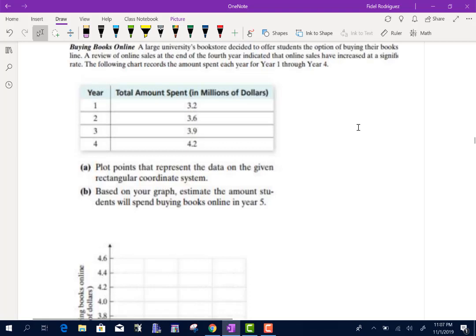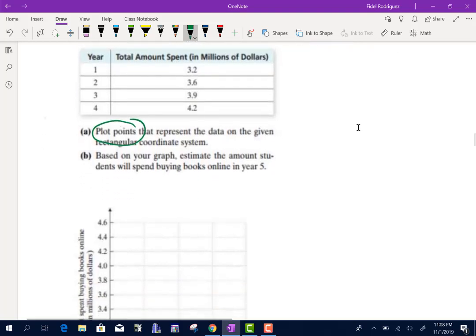Buying books online. It says a large university's bookstore decided to offer the students the option of buying their books online. I think part of it got cut off. It says a review of online sales at the end of the fourth year indicated that online sales have increased at a significant rate. The following chart records the amount of money spent each year from year 1 through year 4. Okay, so look at the first part. First part again says, hey, let's plot our points. Okay, so let's see if we can do, in essence, the same thing we did a little while ago.